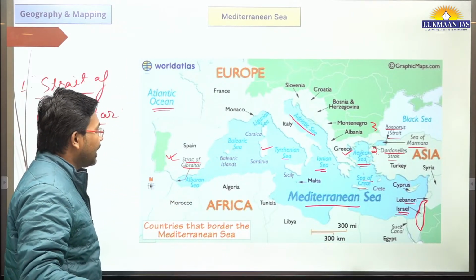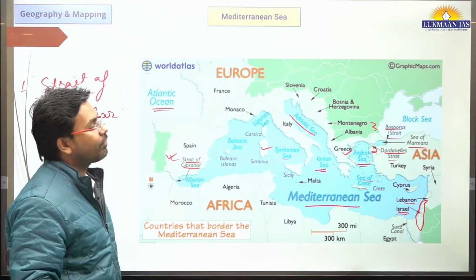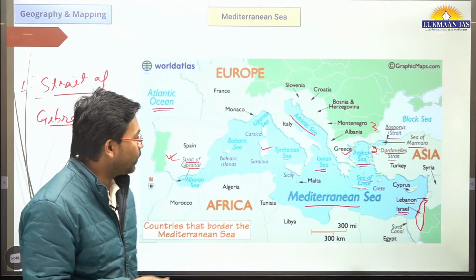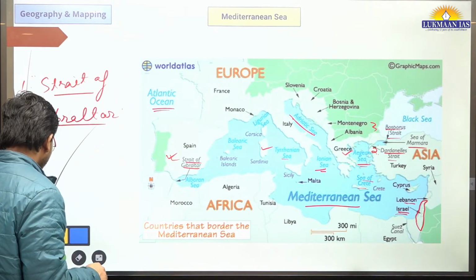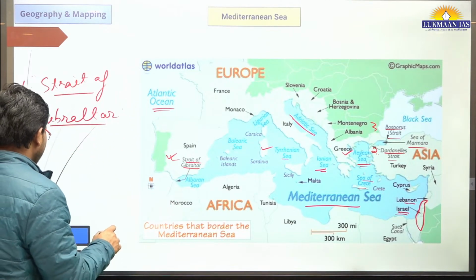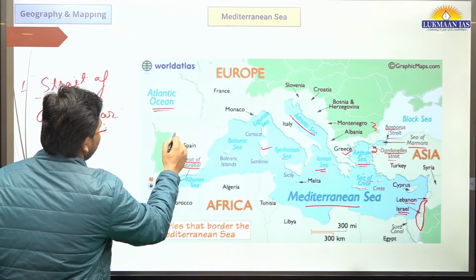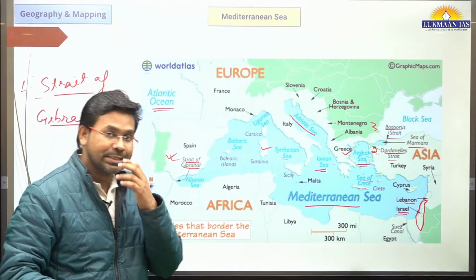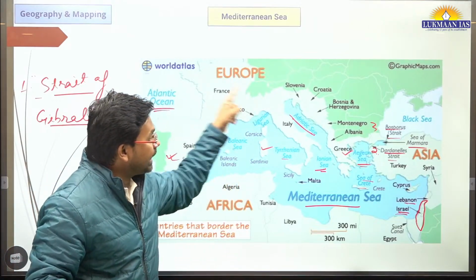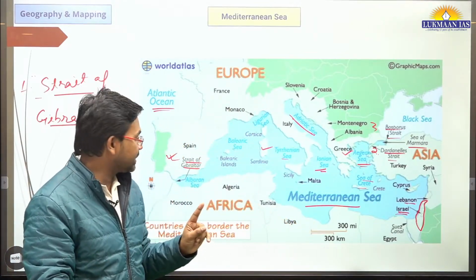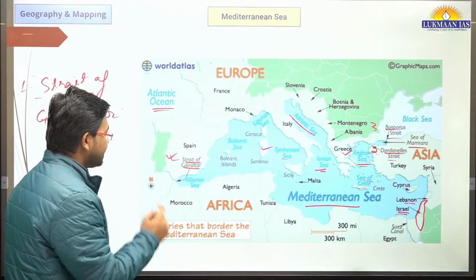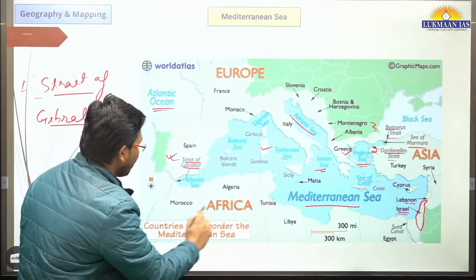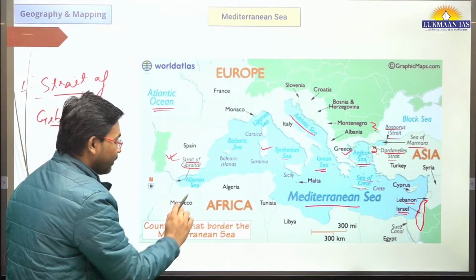Now let us quickly understand the names of countries that share border with Mediterranean Sea. Okay, so I'm going to use another color, maybe. Let me take blue color. Okay, so now we are going to discuss the countries that share maritime border with Mediterranean Sea. Let us first locate these countries that are in Africa.